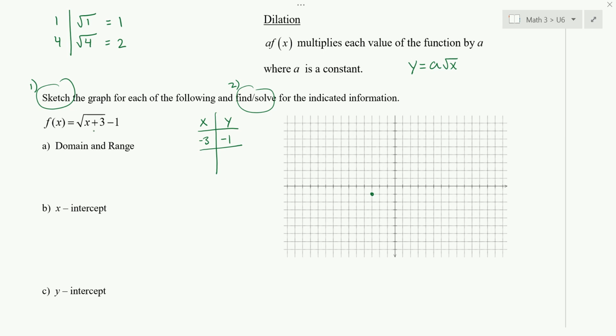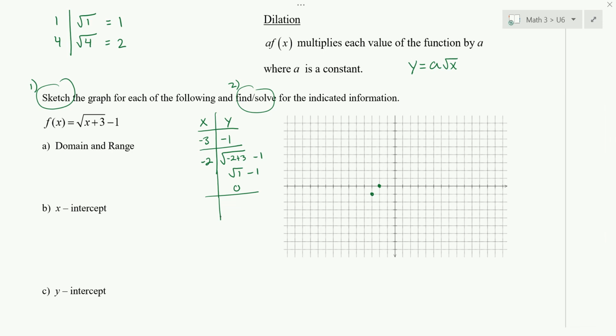The next thing that's easy to take the square root of is 1. So what would I make x? X plus 3 is 1, so what would x be? -2? I'm going to plug in a -2, and I get the square root of -2 plus 3, minus 1. That gives me the square root of 1 minus 1, which is 0. So -2, 0. Let's do one more. What would be the next easiest number to plug in for x?